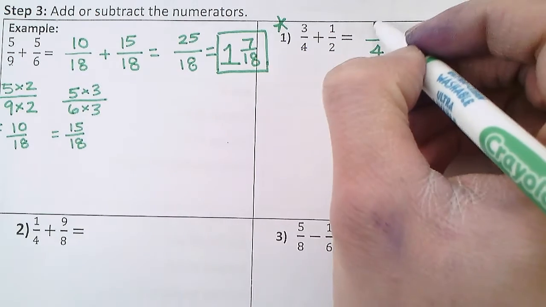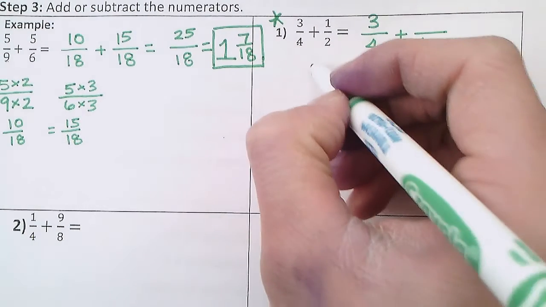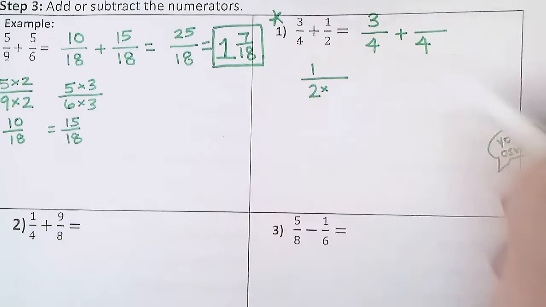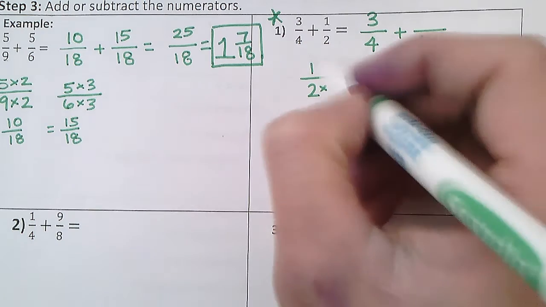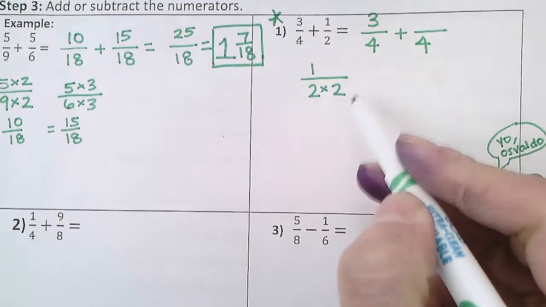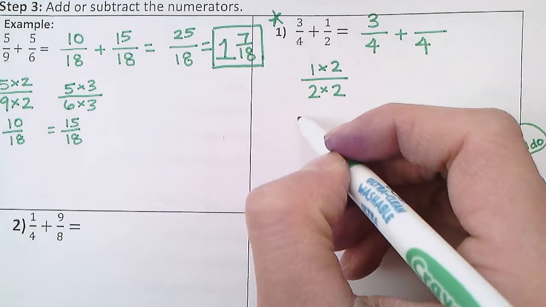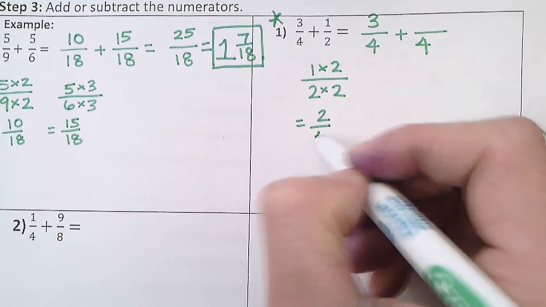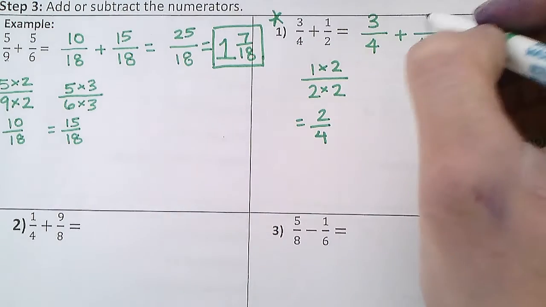3/4, that stays the same. 1/2 now is what I have to change. So I think to myself, what do I have to multiply 2 by in order to get to 4? 2 times 2 equals 4. And then since I multiply times 2 on the bottom, I also have to multiply times 2 on the top. 1 times 2 is 2, and 2 times 2 is 4. So we just converted 1/2 into 2/4.